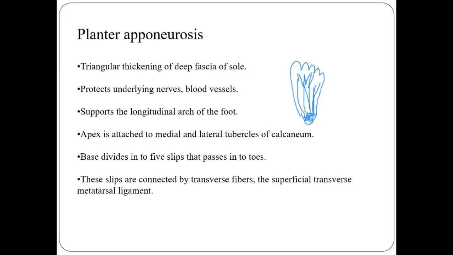Okay. Then these 5 slits are attached to the transverse fibers you find here, which make the superficial transverse metatarsal ligament. So basically, it is a structure like this, and it protects the underlying veins, arteries, and blood vessels.